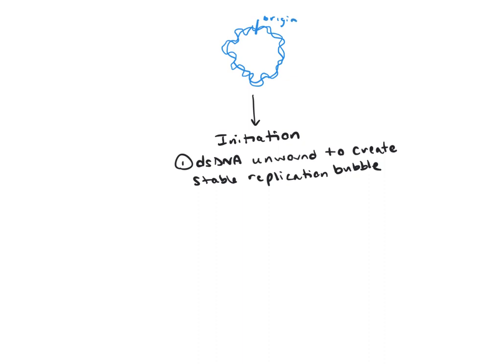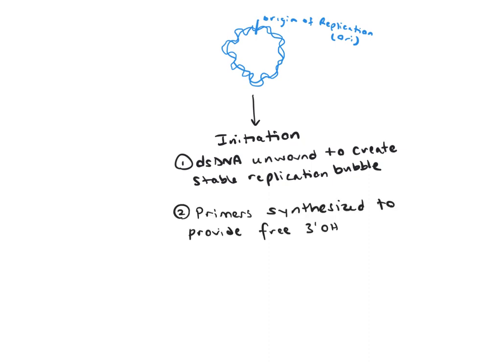There is a single origin of replication in the E. coli genome. Again, once that origin of replication has been recognized, the double-stranded DNA is unwound, the replication bubble has to be stabilized, and there are a lot of proteins that help to do that. Second, primers need to be synthesized to create a free 3' hydroxyl. That's really the starting place for DNA polymerase.